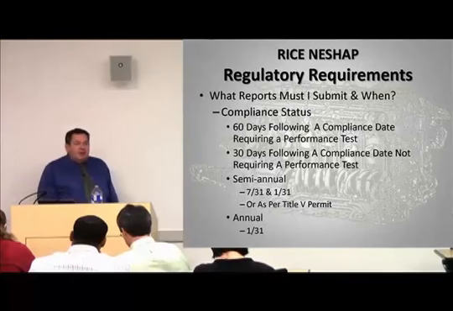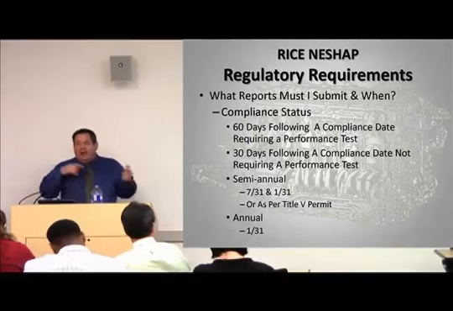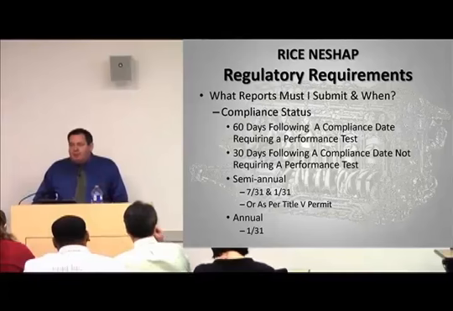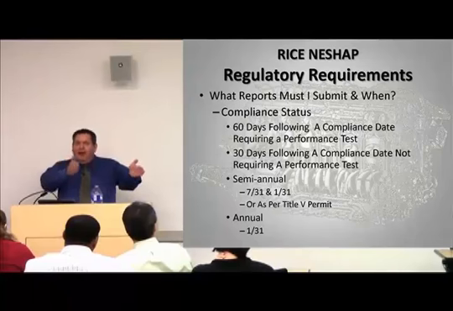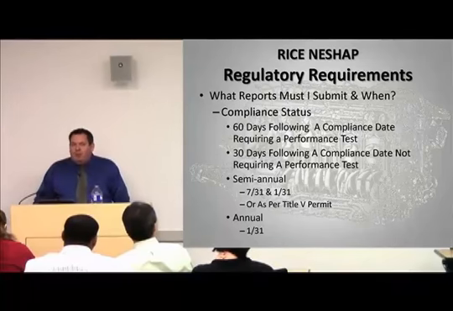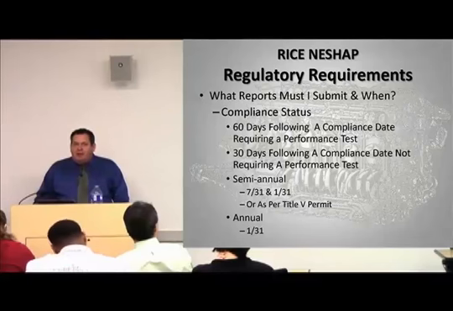Now think about that. When is your notification for a performance test due? 60 days before the performance test. And then how many days do you have to submit that performance test? So you have to kind of time this stuff to where you're inside of the compliance period and that you're going to be able to get that final report to them by the date that's required, whether it be the end of July, the end of January.